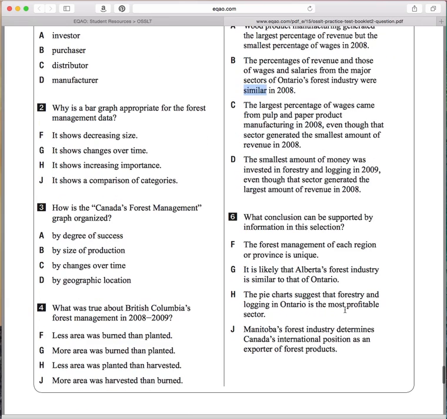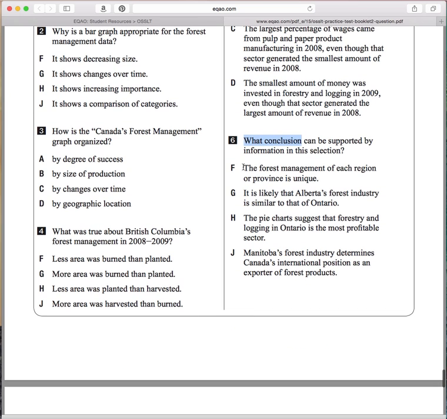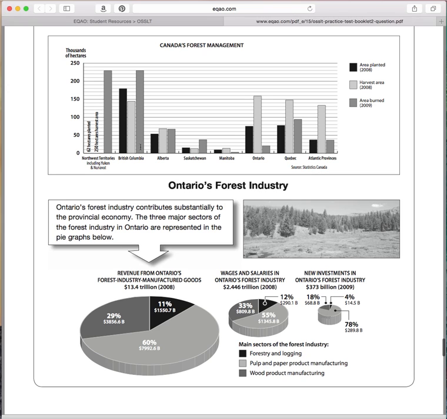All right, and this is another inferencing question. When they ask you to make conclusions, they're asking you to work together with the author. The forest management of each region or province is unique. And when we look at this, we can see that there is a large variation between provinces. So I believe that's going to be the correct answer.